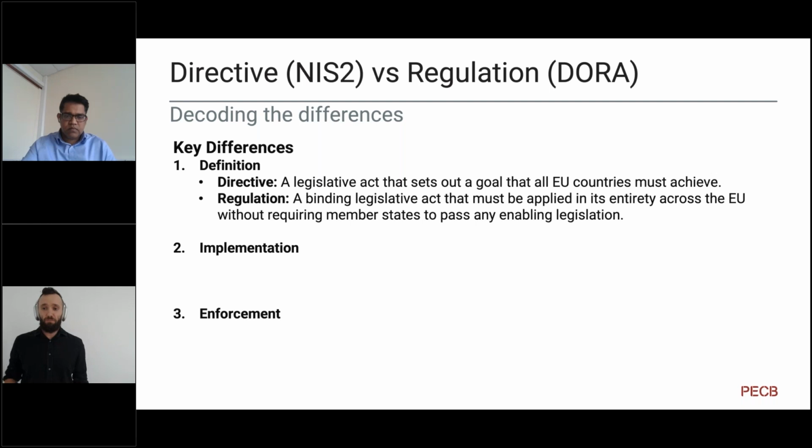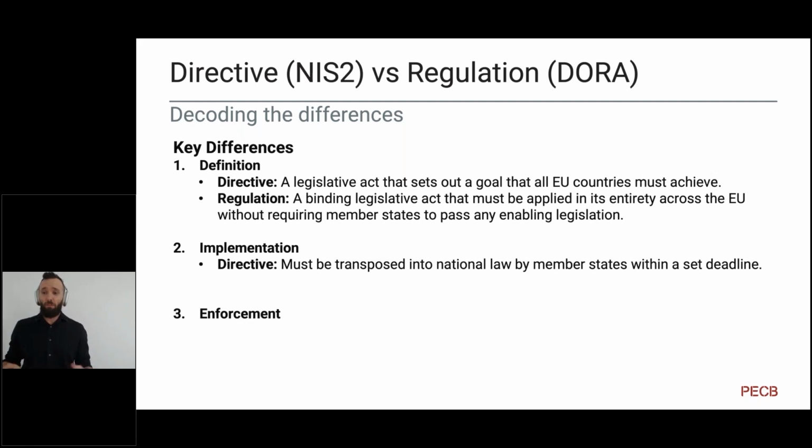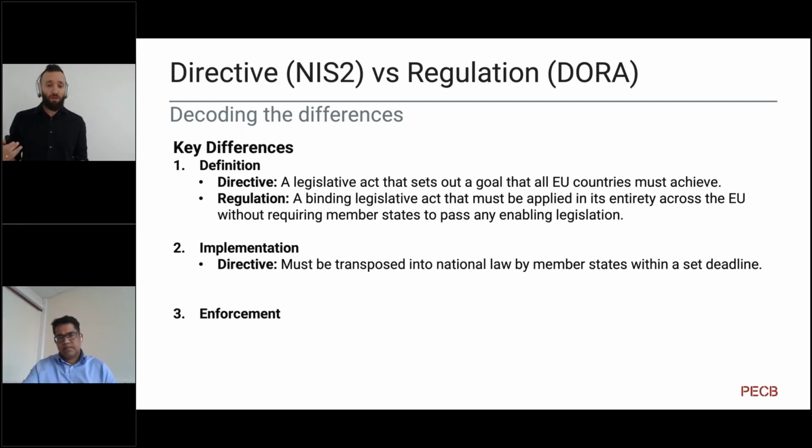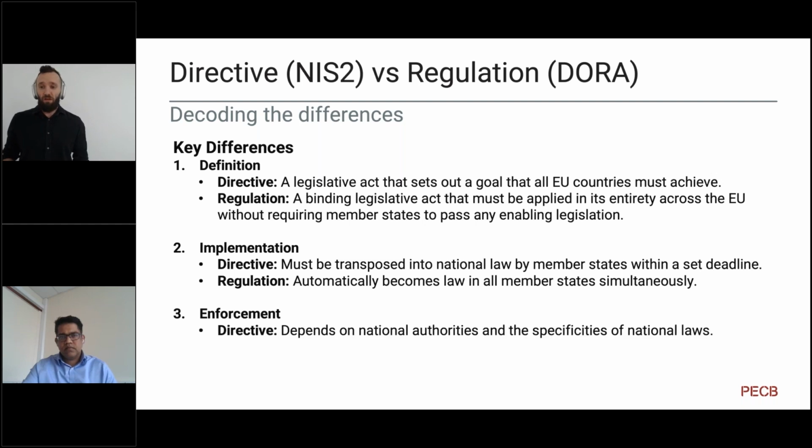Then we have the implementation. With the directive, it must be transposed into national law. We have that currently with NIS2. With a regulation such as the GDPR, it automatically becomes law in all member states simultaneously. Then you have the enforcement. It depends on the national authority and the specified national law to enforce the NIS2 directive. And the opposite, the DORA regulation, such as the GDPR, will be enforced uniformly across the EU by relevant Europe-wide and national bodies. We also have a lot of differences between directive and regulation in purpose and impact on compliance: the directive is intended to harmonize national law, while the regulation ensures conformity of law across all EU member states. Okay?